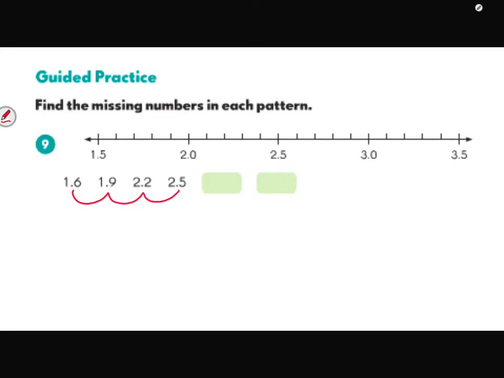A lot of us kind of just stare at it for a while and hope that the answer pops out of us without actually doing any work. So again, you have to stop and think, all right, is my pattern getting bigger or smaller? If I'm going from 1 and 6/10 to 1 and 9/10 to 2 and 2/10, I can see that clearly I'm adding after each hop.